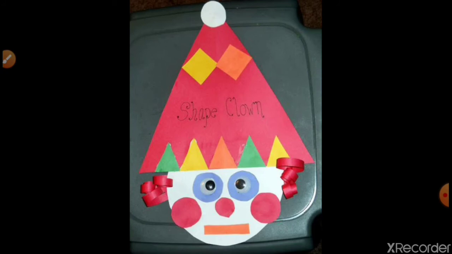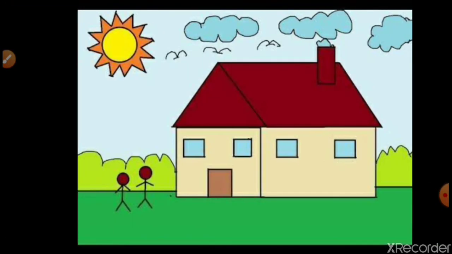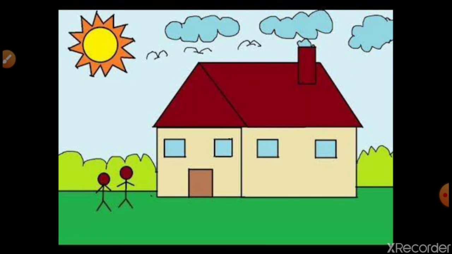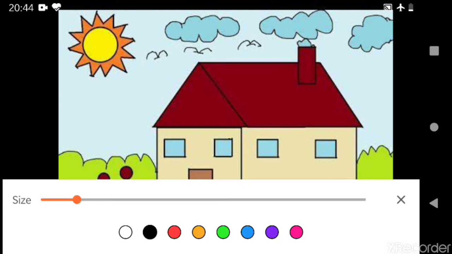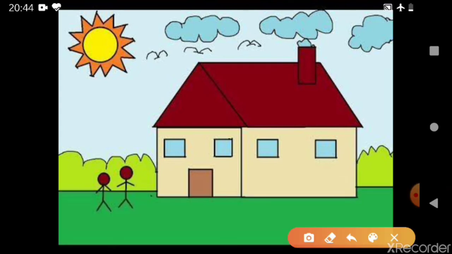And instead of a red ribbon, you can use a black ribbon also to make curly hair. And then on top of the cap, you can see one circle. One more drawing. Now see this. Again, so many shapes are used. Circle is there. Triangle is there. Then circle is there. Triangle is there.